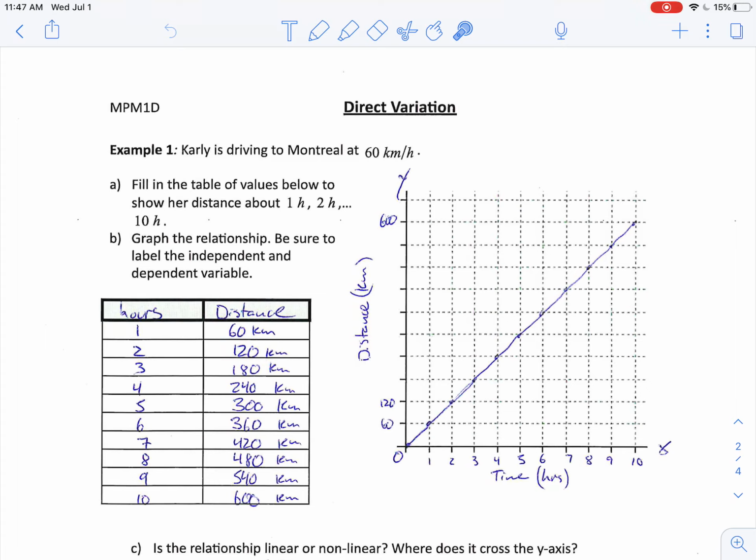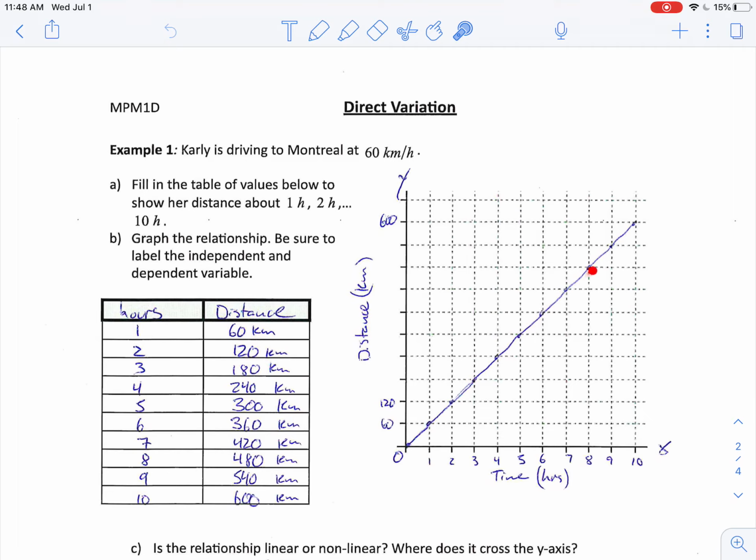So for the hours, here's 1 hour all the way down to 10. And at 1 hour, we know that she traveled 60 kilometers because it's 60 kilometers per 1 hour. After every hour, she goes an additional 60 kilometers. So we can simply plot those values in, increasing by 60. On the graph of time and distance, I know at 1 hour, she drives 60 kilometers. At 2 hours, she drives 120. At 3 hours, she drives 180, and so on and so forth.